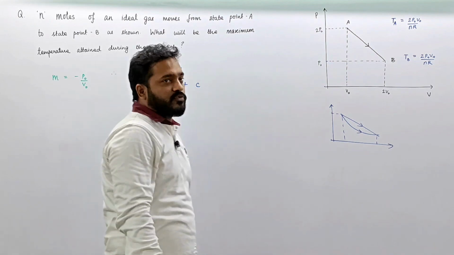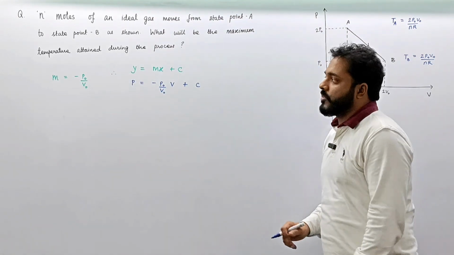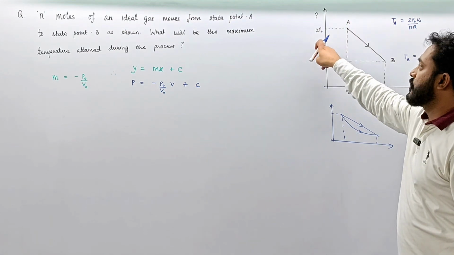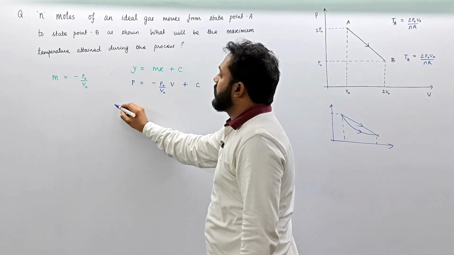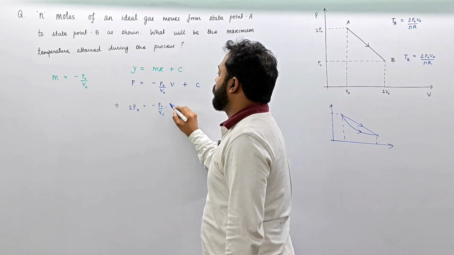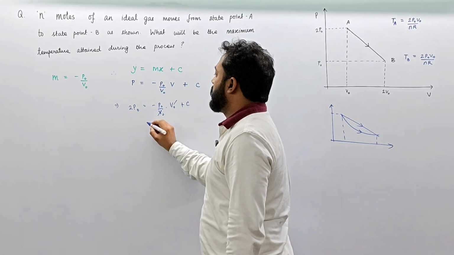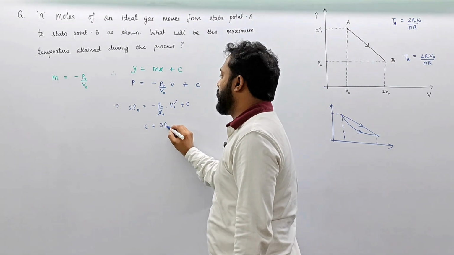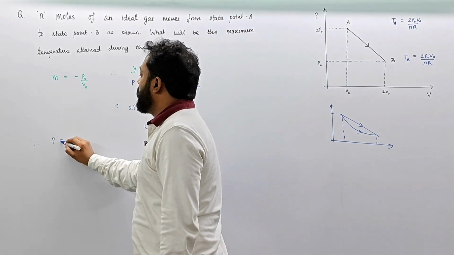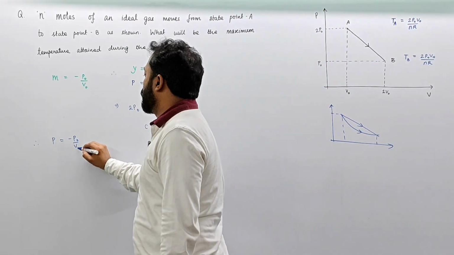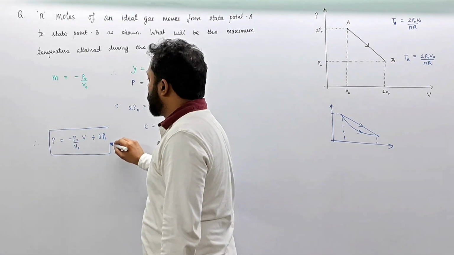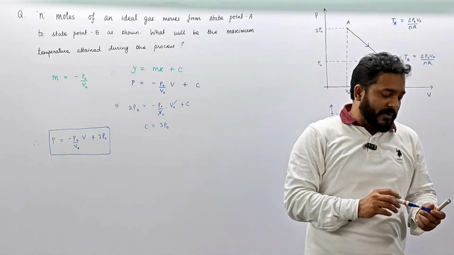Now we need to determine this constant c to complete the process equation. If I put in the values associated with A, that is 2 P naught for a volume V naught, then 2 P naught is equal to minus P naught by V naught times volume V naught, plus c. On solving, we obtain c equal to 3 P naught. Therefore the process equation takes the form P equals minus P naught by V naught V plus 3 P naught. So this is the process equation for the process AB. I hope this part is clear.